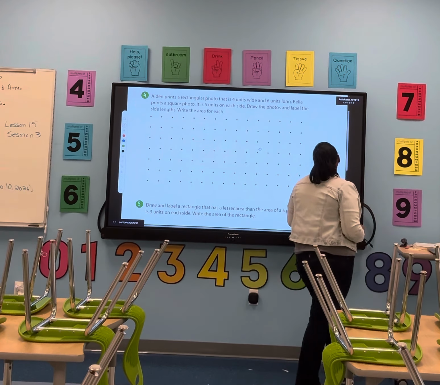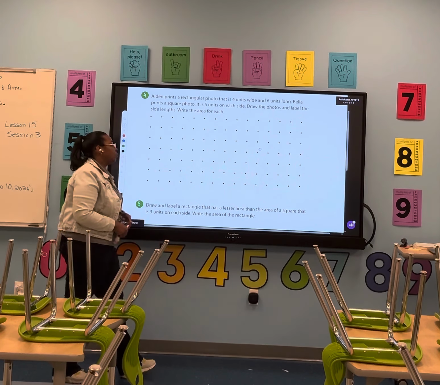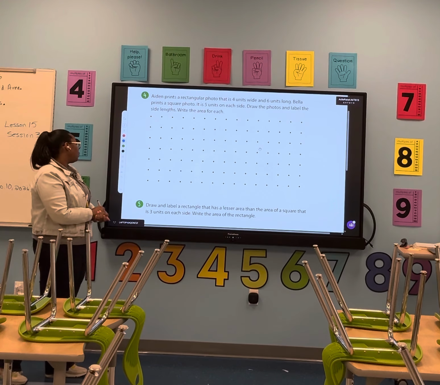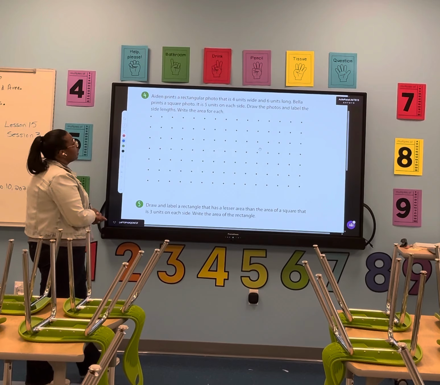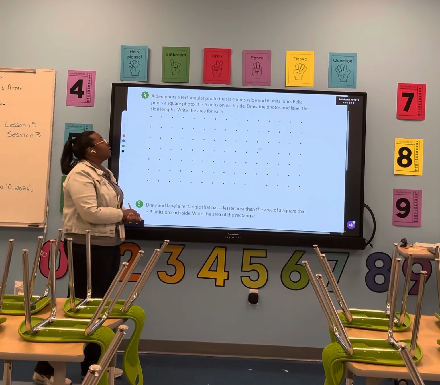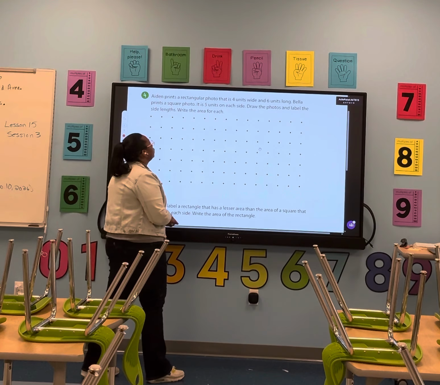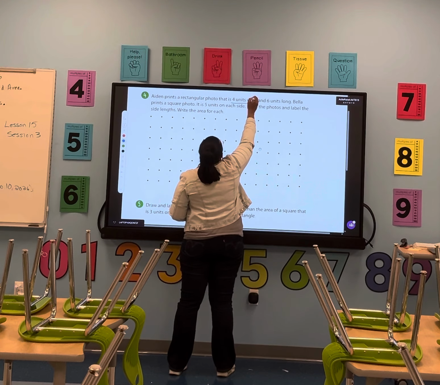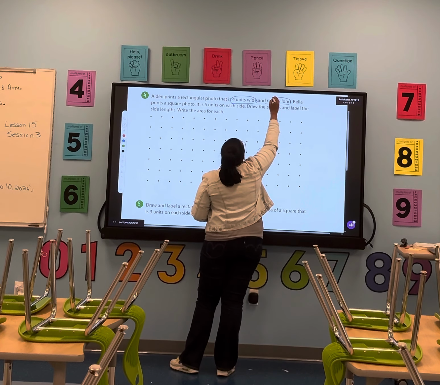Okay, so I'm gonna do number 4, and then I'm gonna scroll the board up when we get to 5 and 6. So let's look at number 4. Number 4 says, Aiden prints a rectangular photo that is 4 units wide and 6 units long. So Aiden is printing a rectangular photo. His photo, I'm gonna underline, now we can circle, is 4 units wide, 6 units long.